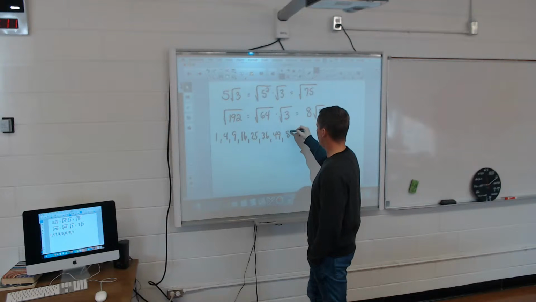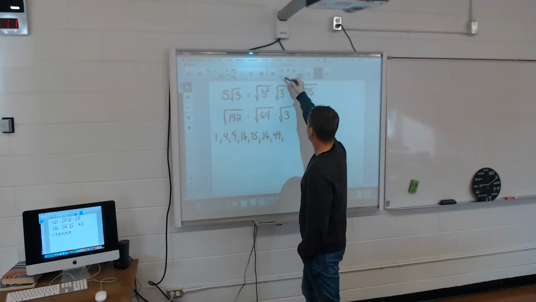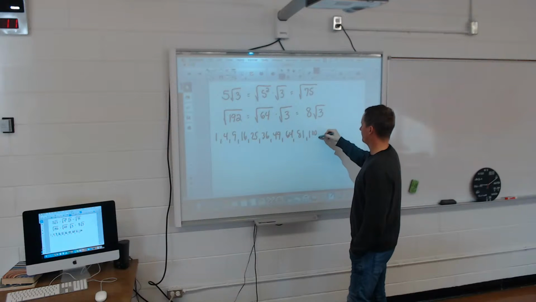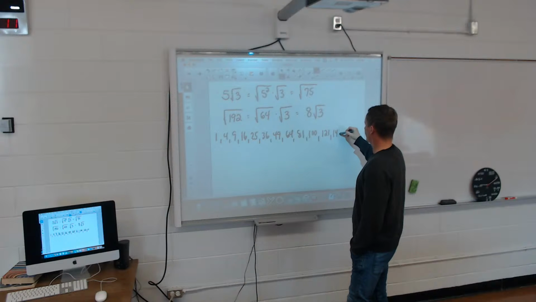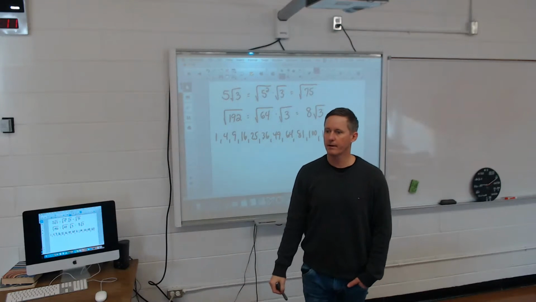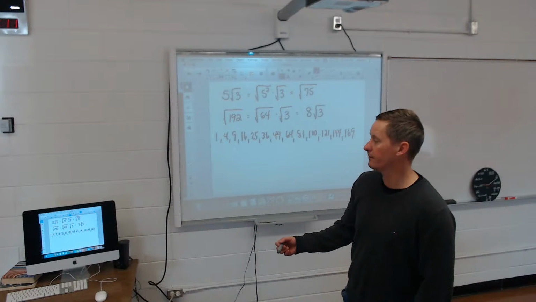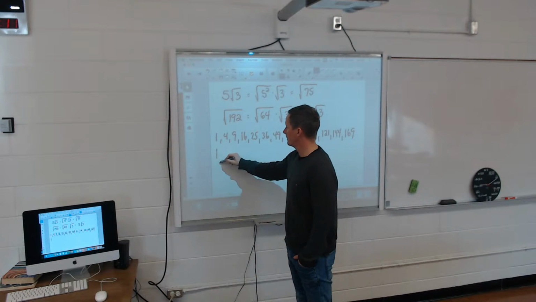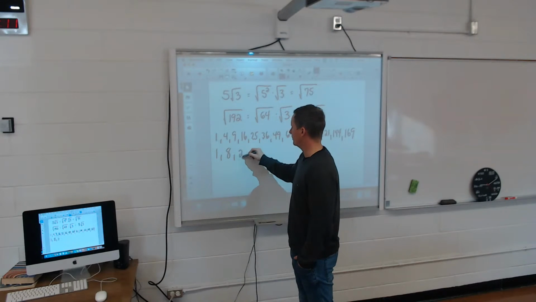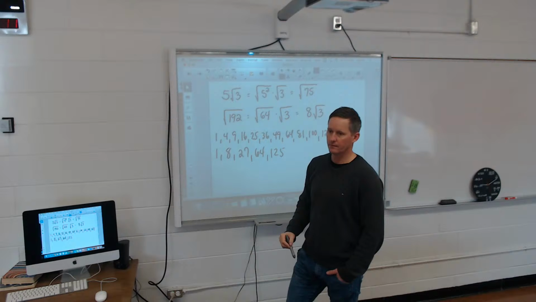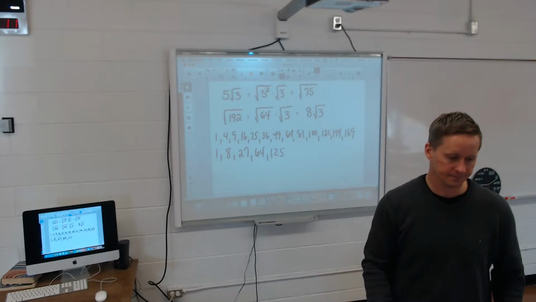6, 7, 8, oops, missed one. 121, 144, and even up to 13 squared is 169. So you want to make sure that you know those values because it makes doing this a whole lot simpler. Same with the cubes. You want to know your first bunch of cubes as well. Okay?